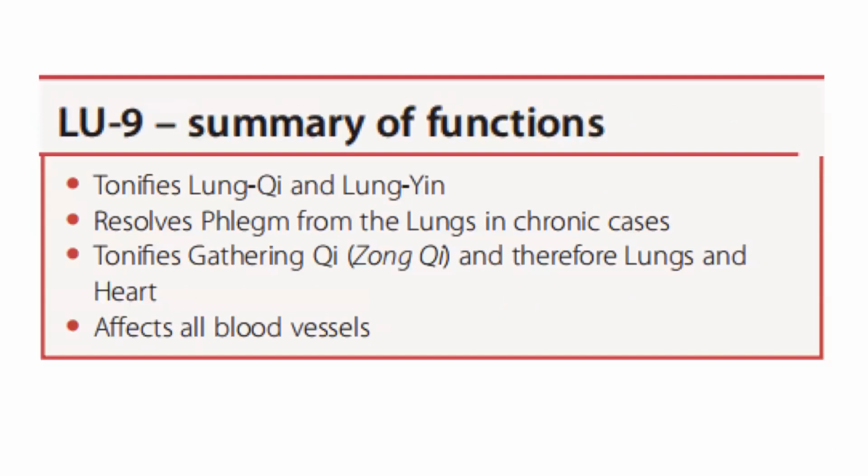Summary of functions. Lung 9 tonifies lung qi and lung yin, resolves phlegm from the lungs in chronic cases. It tonifies gathering qi or zong qi, and therefore lungs and heart, and it affects all blood vessels.